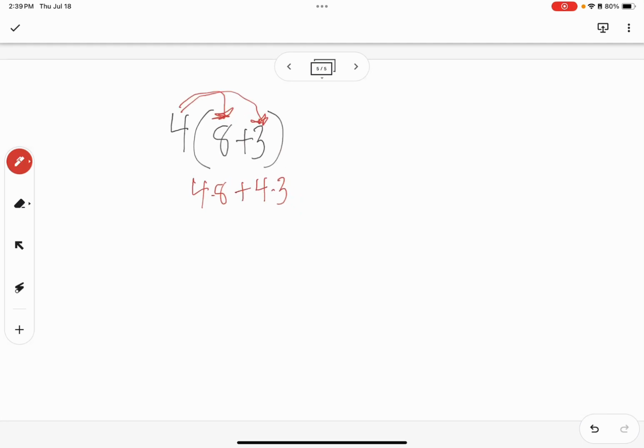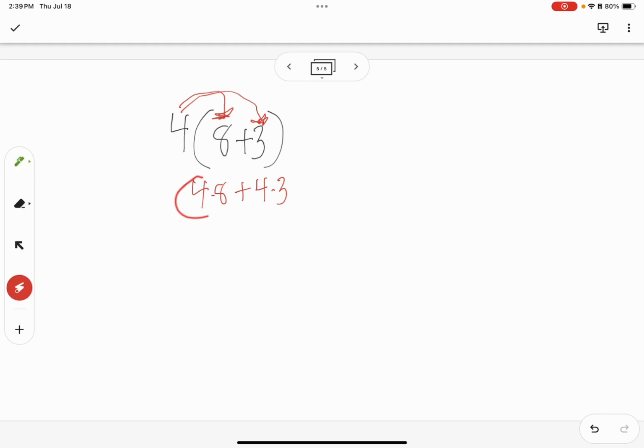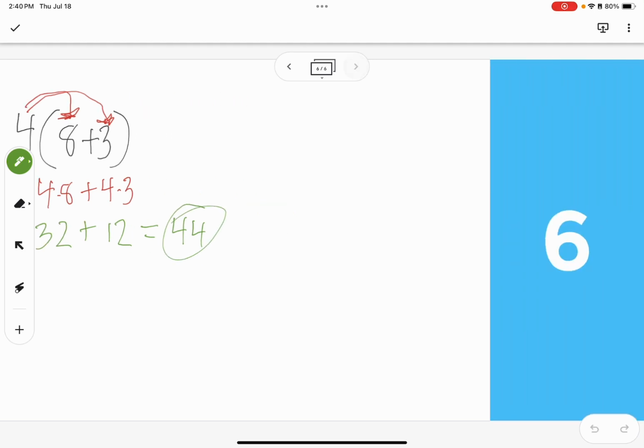And now, let's do the math. 4 times 8 is 32. 4 times 3 is 12. Bring down our plus sign. Now we have 32 plus 12. That equals 44. All right, next.